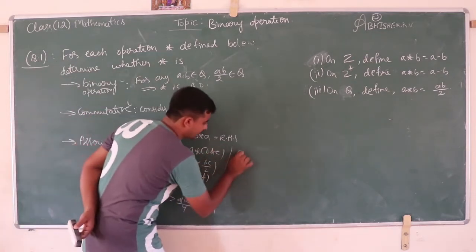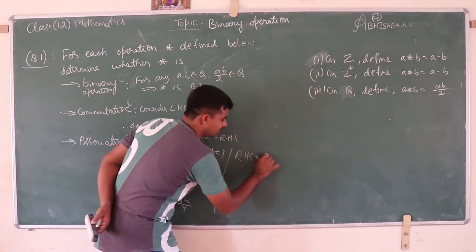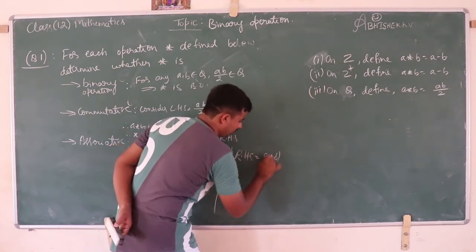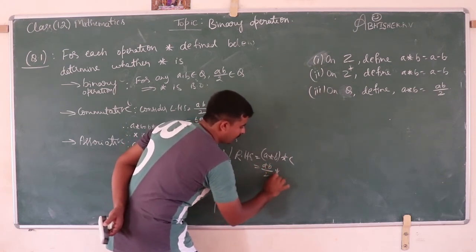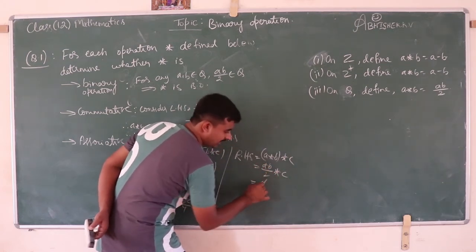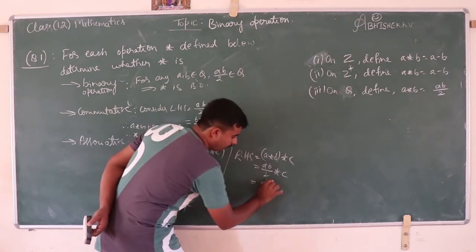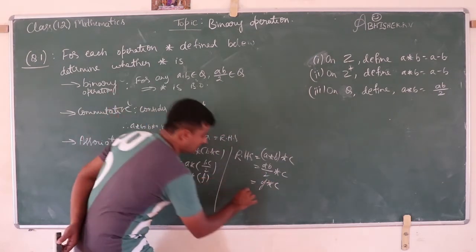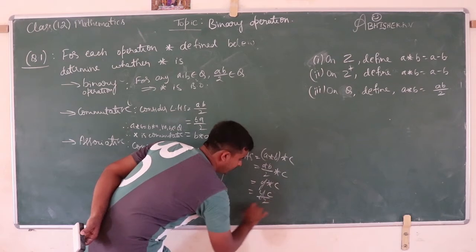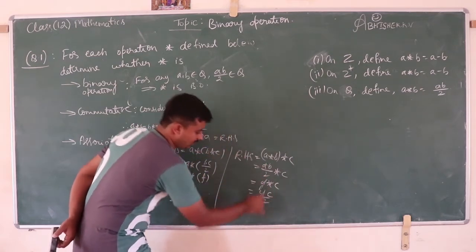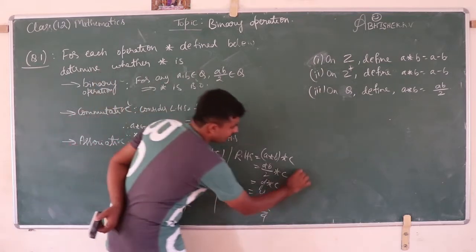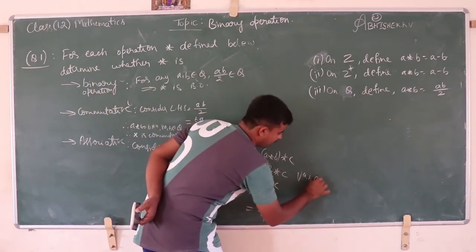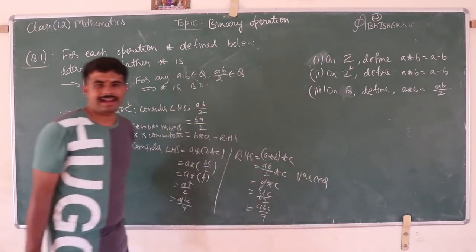What about RHS? Consider RHS: (A star B) star C. What is A star B? AB by 2, star C. Consider this whole thing, AB by 2, as Y. Therefore it becomes Y star C. What is Y star C? It is YC divided by 4. What is Y? Y is equal to AB by 2. That is ABC divided by 4, for all A, B, C belonging to the set of rational numbers.